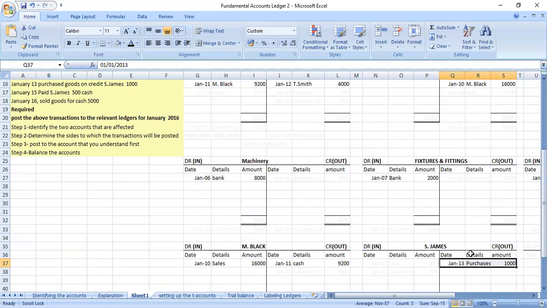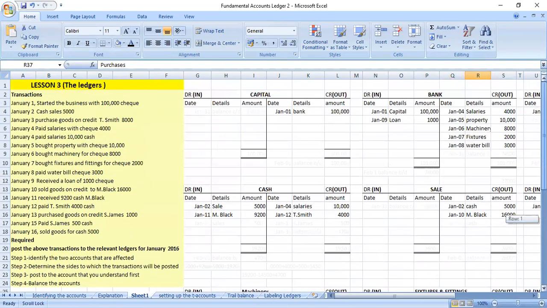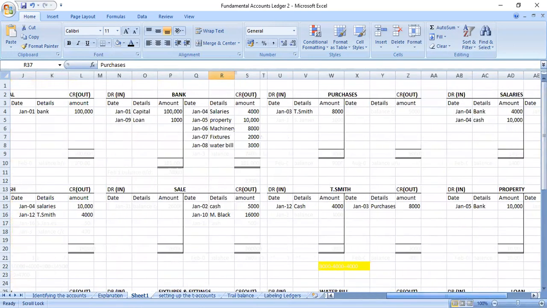We're going to look for the purchases account now to complete our entries. So here is our purchases account, and since we purchased the goods, the goods came in, we received the goods, right? So it's January 13, S James, $1,000. All right, and we have completed that transaction.